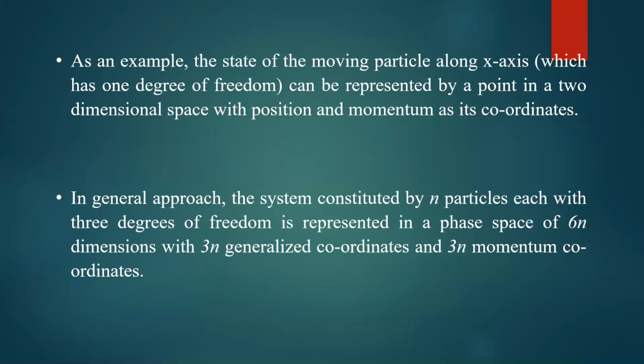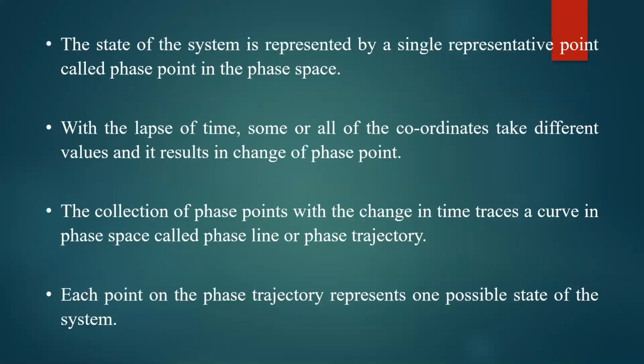So 1 degree of freedom means 2 coordinates are needed. It is a 2-dimensional space. Okay, phase space is a 2-dimensional space. If there are n particles, with 1 degree of freedom each, then what will happen? You need how many coordinates? 2n, a generalized 2n-dimensional space. Okay, remember this particular point. Next, we'll move further.